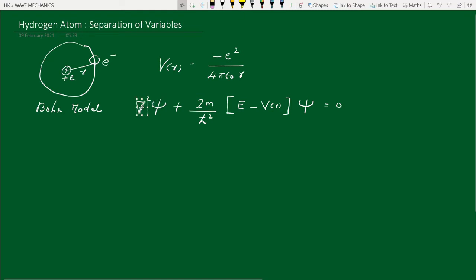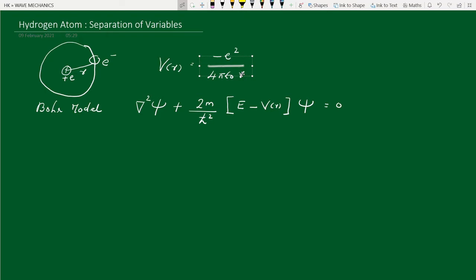It involves spatial derivatives of psi in terms of x, y, and z. This del square psi is nothing but dou square psi by dou x square plus dou square psi by dou y square plus dou square psi by dou z square, if we use the Cartesian coordinate system. But the problem with using the Cartesian coordinate system, as I told you before, is that this V of r has this expression, and in Cartesian coordinates the radial distance r will be root of x square plus y square plus z square. That means they will be combined together inside that square root. So it may be very difficult to separate the variables in the Cartesian coordinate system.